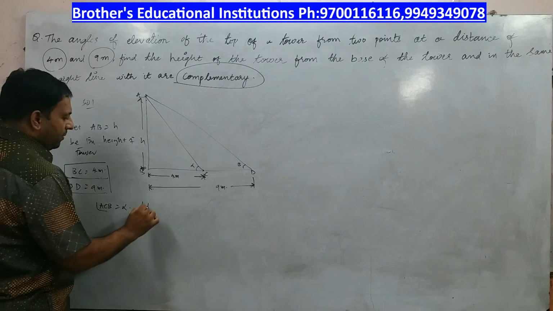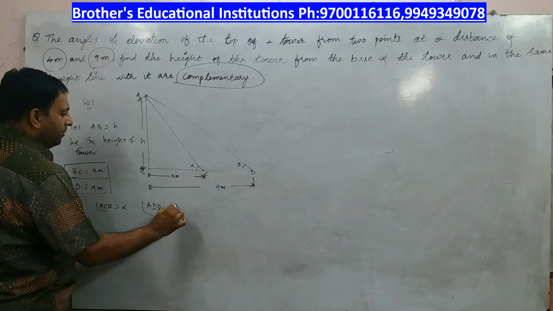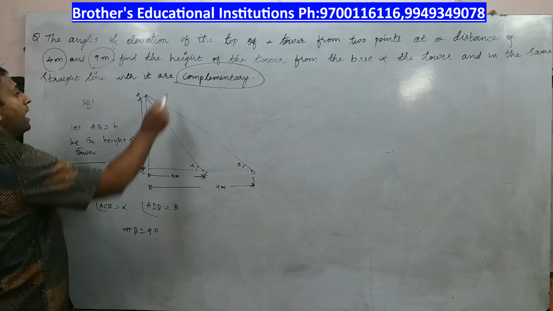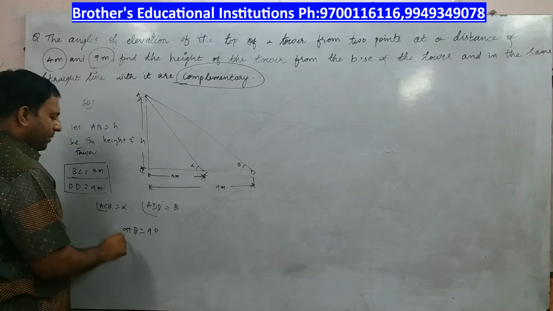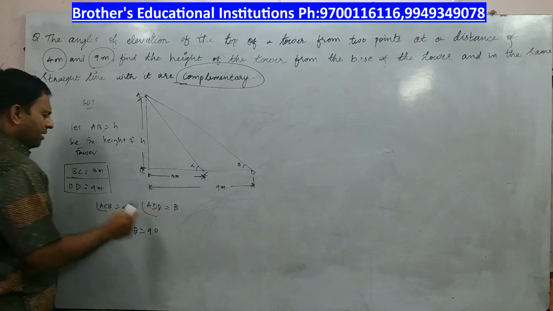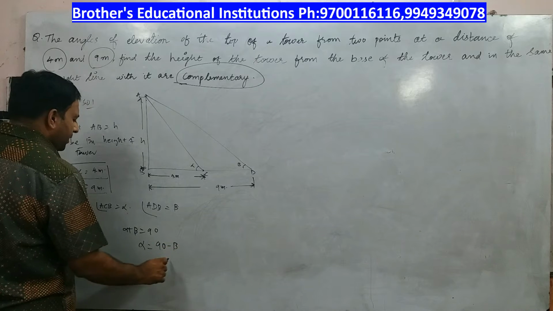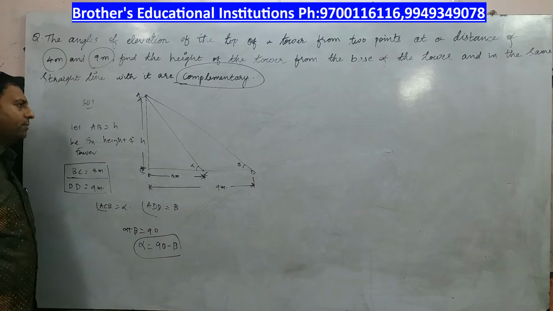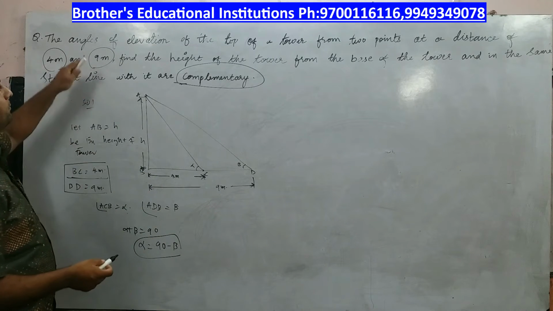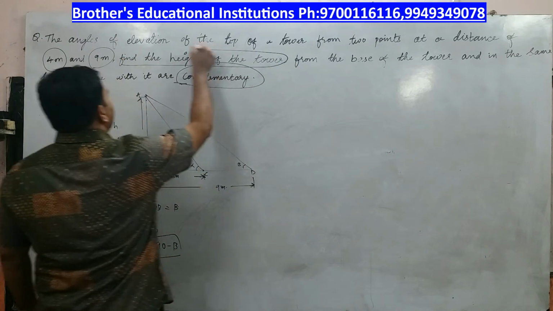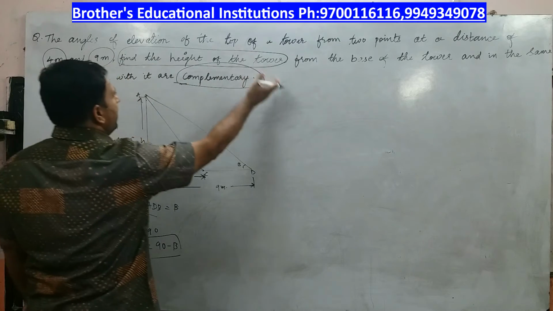Angle ADB is equal to beta, and the interesting part is alpha plus beta is equal to 90 because they are complementary. Whenever alpha plus beta is equal to 90, alpha can be written as 90 minus beta. Now this I will use somewhere later in the problem. Now what is the question asked? Find the height of the tower. So this should be at the end.